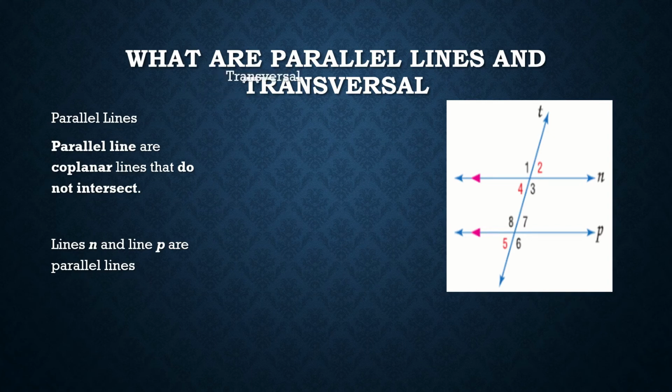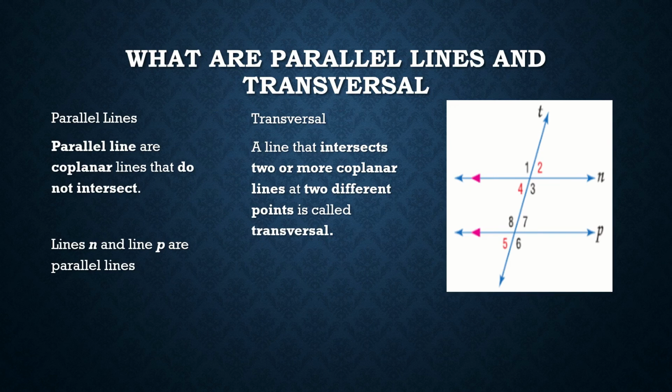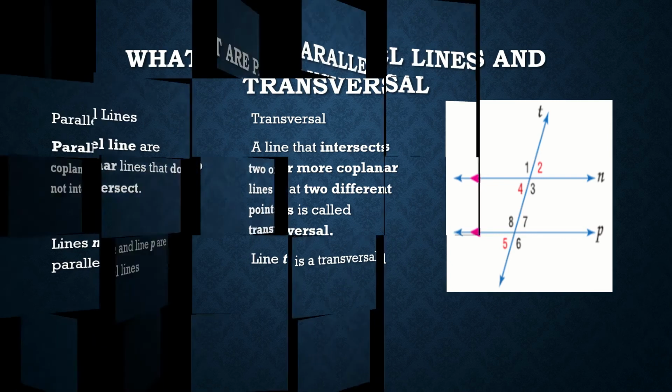Transversal. What are transversals? A line that intersects two or more lines at two different points is called a transversal. Line T intersects line N and line P at two different points. Therefore, line T is a transversal.